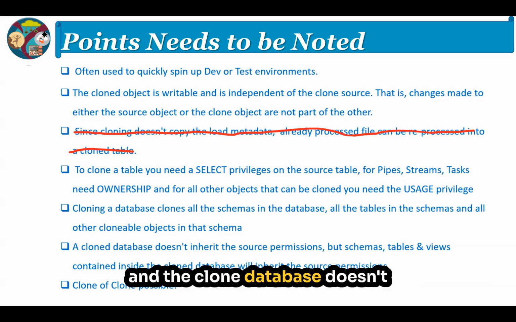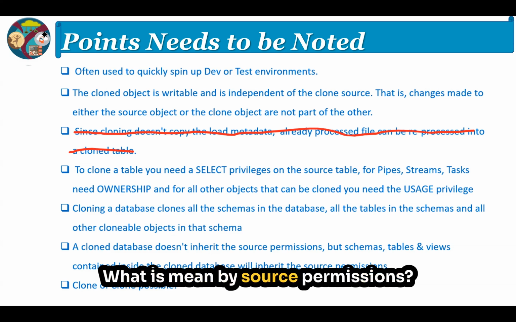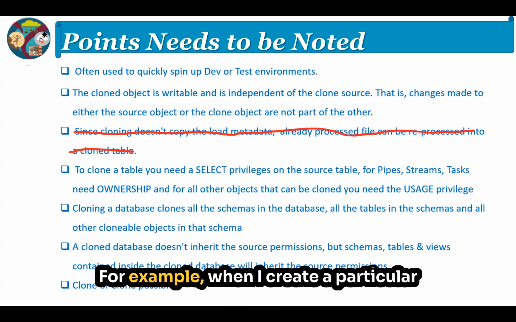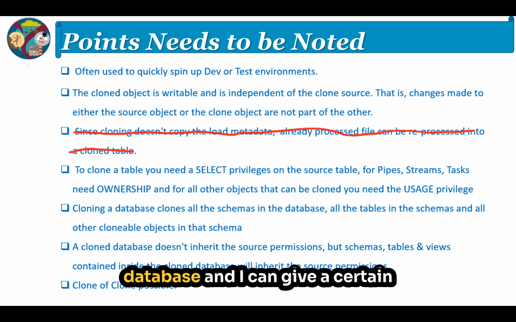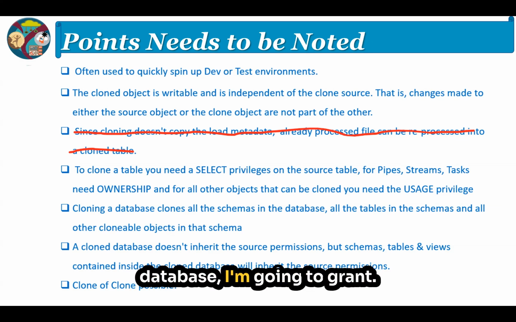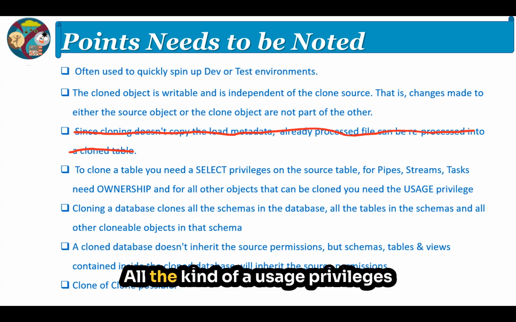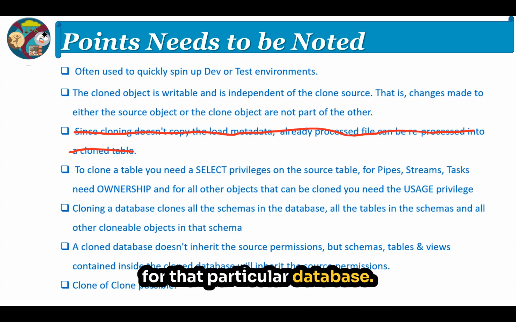And the cloned database doesn't inherit the source permissions, but schemas, tables, and views contained inside the cloned database will inherit the source permissions. What is meant by source permissions? For example, when I create a particular database, I can give certain access to a particular role, right? So now if I'm creating a demo database, I'm going to grant all kinds of usage privileges for that particular database.